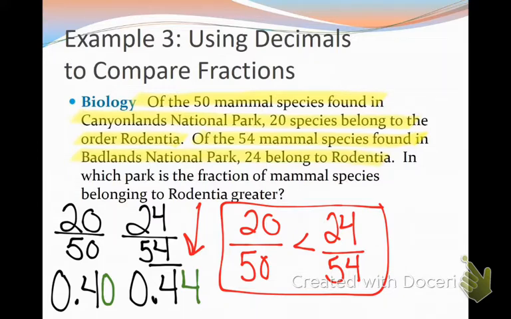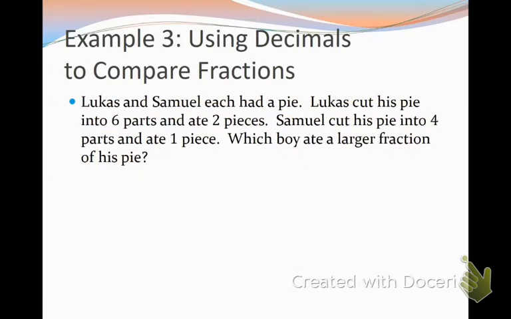All right, so now I want y'all to do one. Lucas and Samuel each had a pie. Lucas cut his pie into 6 parts and ate 2 pieces. Samuel cut his into 4 parts and ate 1 piece. Which boy ate a larger fraction of his pie? Don't find the LCD. Convert these fractions to decimals and compare them.